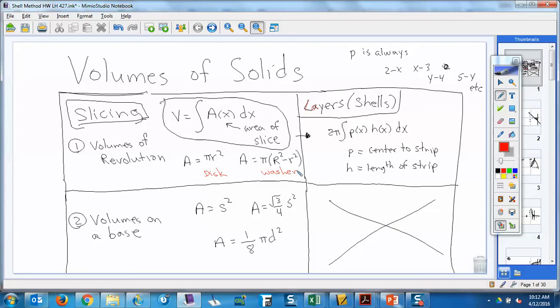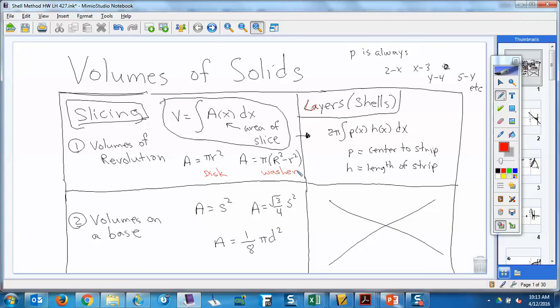So you're either going to do it that way, the slicing, and there the strips are always perpendicular to the axis of revolution, or we can do this new thing we learned called the shell method, which is 2 pi times p times h. P is from the center to the strip, and h is the length of the strip. And it's that easy. But the difference there is your strip is parallel to the axis of revolution. Okay? So that can be an advantage. So when you have a region that's being revolved, you have that option of how to do it.